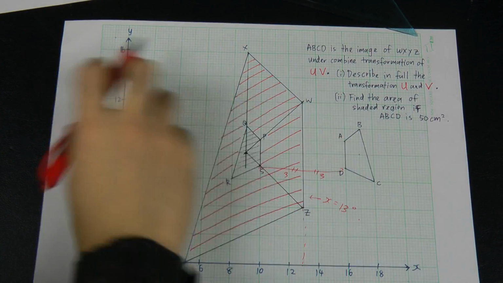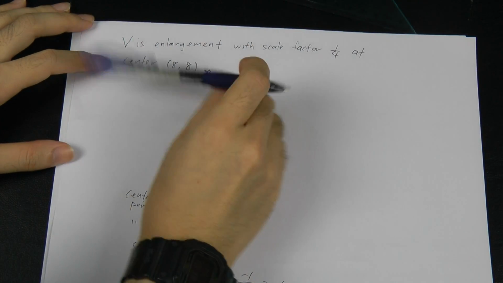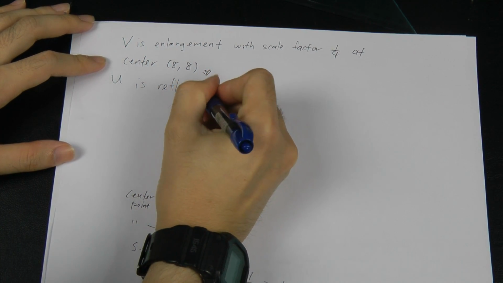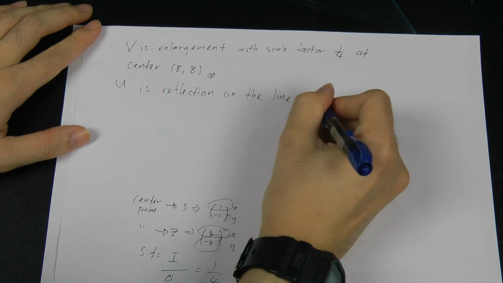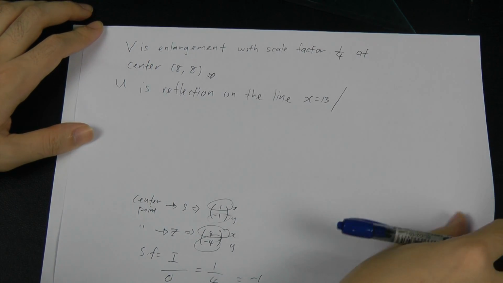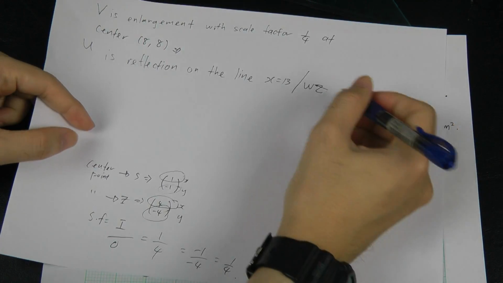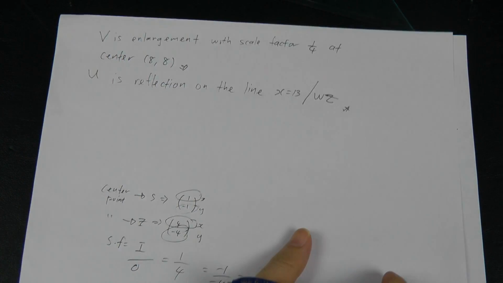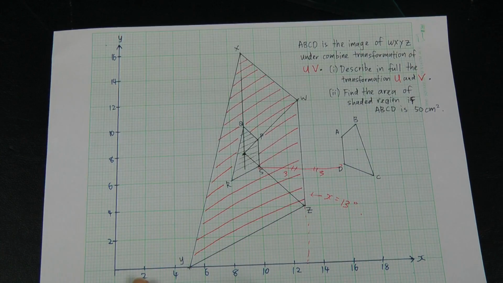So since we know already, I will write U. Sorry. U is a reflection on the line. You can write x equals 13, or you can write the name of the line WZ. Okay, this is how we describe in full for U and V. I hope you can see that. Yeah, so let's have a look at part 2.